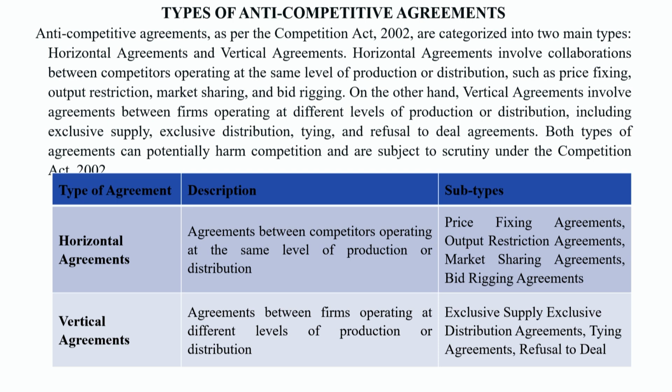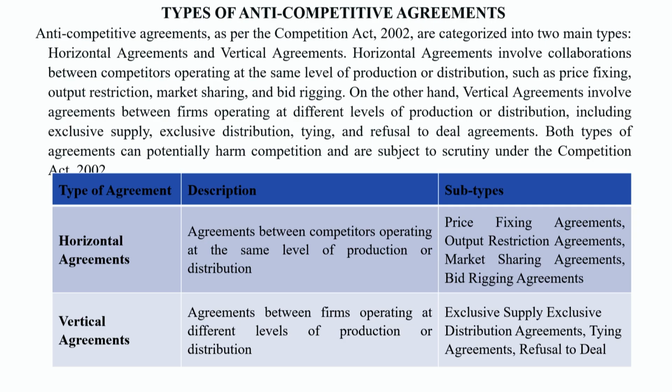You can say that there are two types of anti-competitive agreement within this anti-competitive section, that is section 3, and that is horizontal agreement and vertical agreement. Horizontal agreement means such agreement where competitors are operating at the same level of the supply chain, at the same level of production and distribution. We will discuss the subtypes in detail, but for general understanding, they are price fixing agreement, output restriction agreement, market share agreement, and bid rigging agreement.